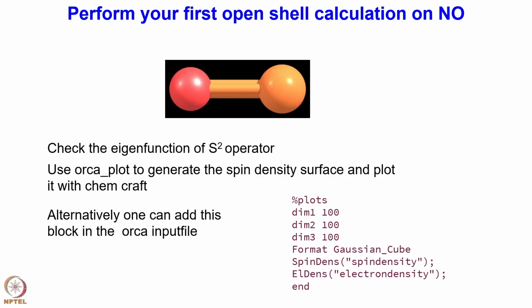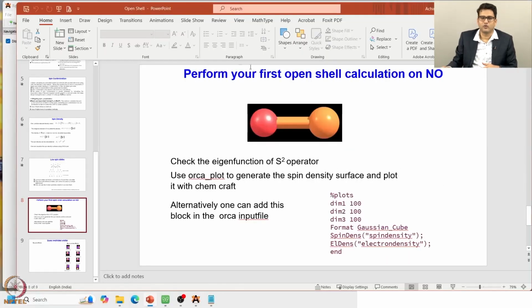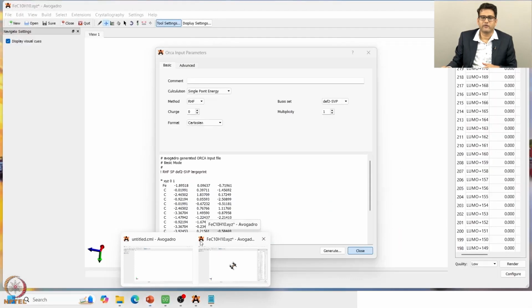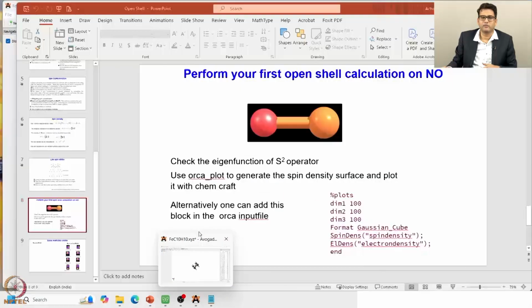So I really like this molecule. What we will do is first draw the structure and run a calculation, and then check the eigenfunction of the S square operator. And then maybe we will plot the spin density surfaces and visualize them. So let us close Avogadro to avoid any problem.